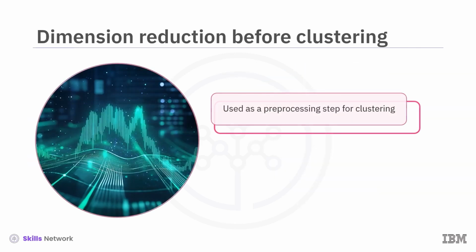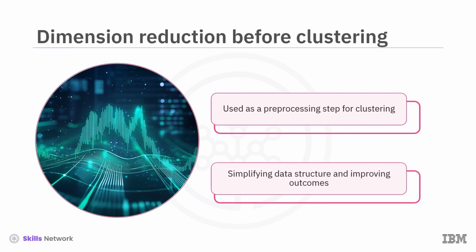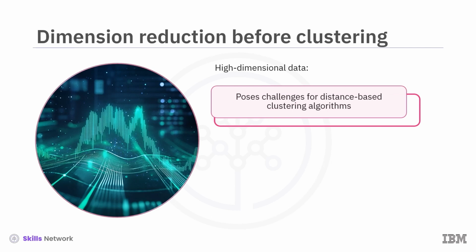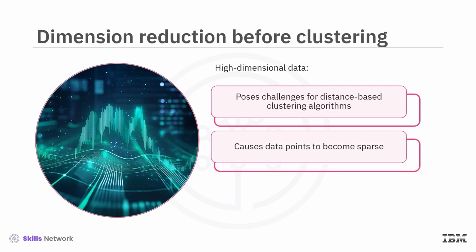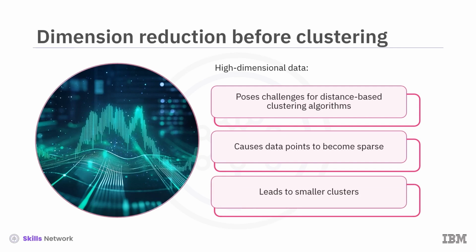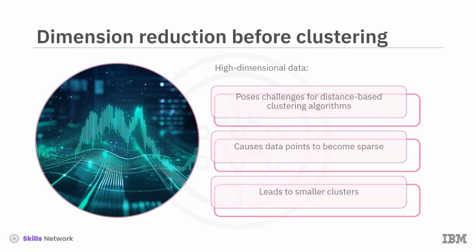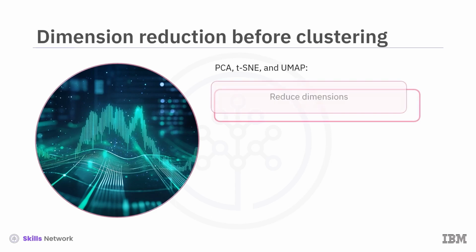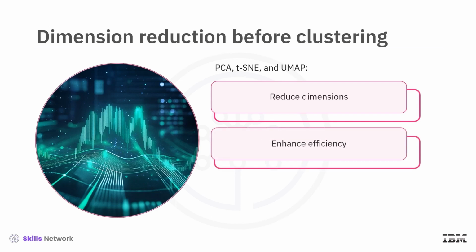Dimension reduction is commonly used as a pre-processing step for clustering, simplifying data structure and improving outcomes. High-dimensional data poses challenges for distance-based clustering algorithms like k-means and DBScan. As dimensionality increases, volume expands rapidly, causing data points to become sparse and less similar. This leads to smaller clusters requiring more data to fill gaps. Techniques like PCA, t-SNE, and UMAP are employed to reduce dimensions before applying clustering algorithms, enhancing efficiency.